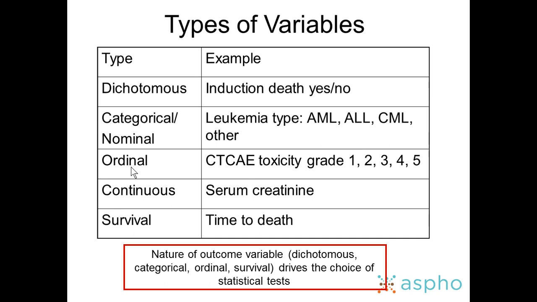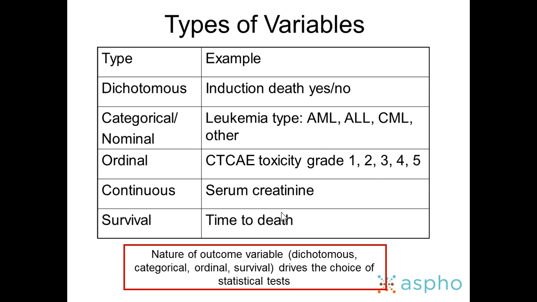Ordinal data are when there is an order to the data, but you can't do math with them. So for example, here this is CTCAE toxicity. This is the toxicity grading scale used by the NCI on all COG clinical trials. Grades 1 to 5, 1 is the mildest, 5 is dead. So 2 is worse than 1, 3 is worse than 2, but you can't do math with it. So grade 4 is not twice as bad as grade 2.